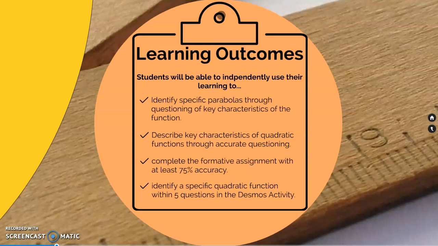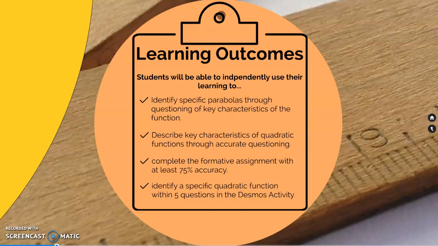Some learning outcomes that we have, which is part of our Kemp model, is that students will be able to independently use their learning to identify specific parabolas through questioning of key characteristics of the function. Students will be able to describe key characteristics of quadratic functions through accurate questioning. Students will be able to complete the formative assignment with at least 75% accuracy. And lastly, students will be able to identify a specific quadratic function within 5 questions in the Desmos activity.